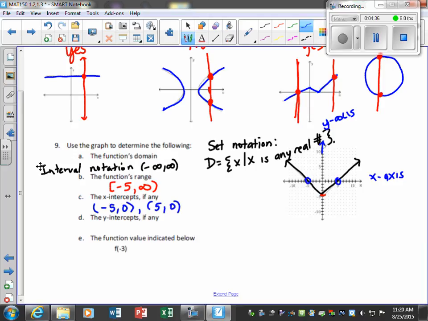It usually will tell you in parentheses, it'll be precise underneath. The y-intercept is where it crosses the y-axis, which is going to be, what do you think? Let's do it as an ordered pair. (0, -5). And the last thing we're going to do on this is the function value.